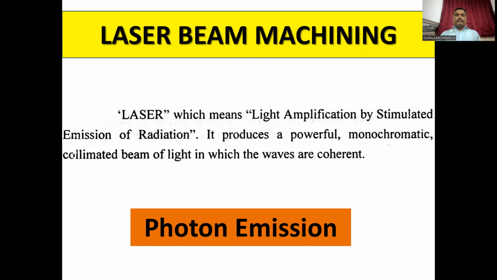Next, we now discuss laser beam machining. Laser means light amplification by stimulated emission of radiation. It produces a powerful, monochromatic and collimated beam of light in which the waves are coherent.